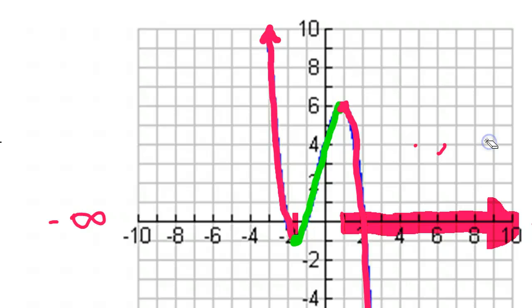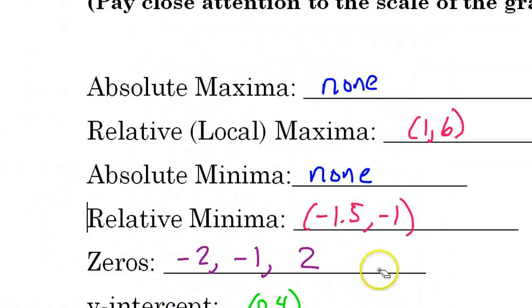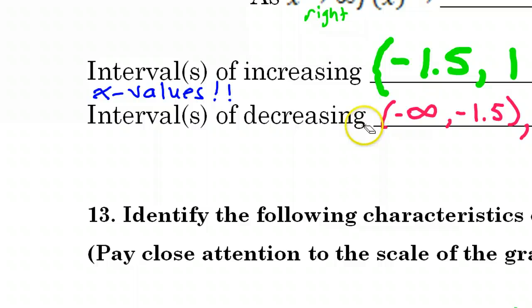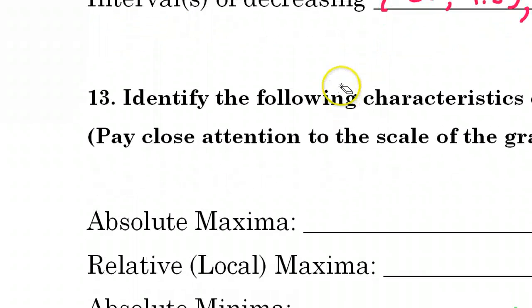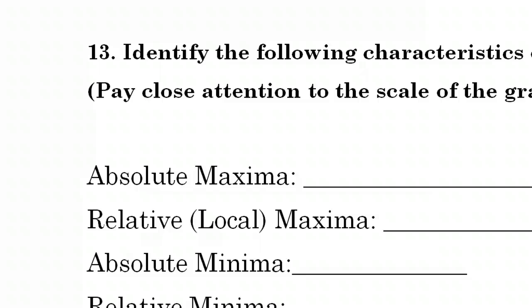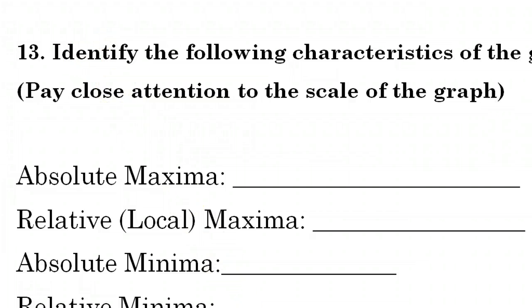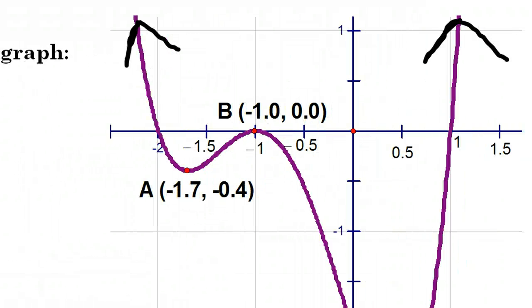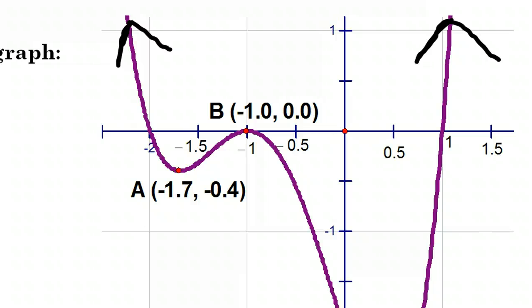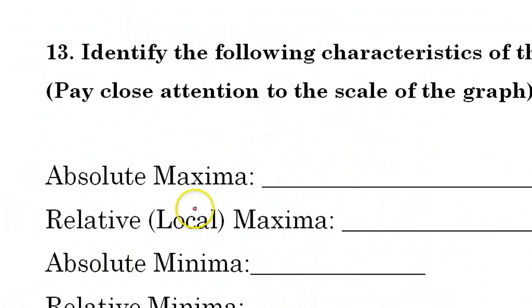But that's it for increasing and decreasing intervals. And in fact, I think, oh no, there's one more. This video is getting long, but there's only one problem left, so we're just going to let it be a long video. So, absolute maxima. Does this graph have a highest point? No, it does not, because this graph goes forever up on the left and the right. So absolute maxima, there are none.